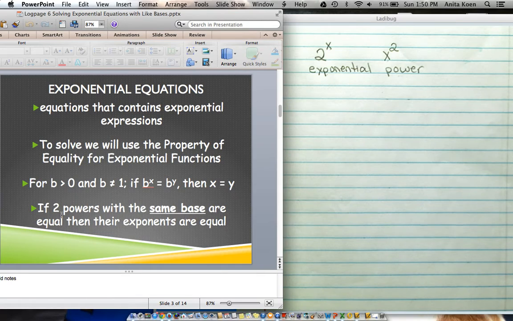Notice that this says I have two powers, b to the x and b to the y. They have the same base and they are equal to each other. So this base and this base are the same. They are equal to each other. If that is the case, then these exponents x and y must be equal to each other.